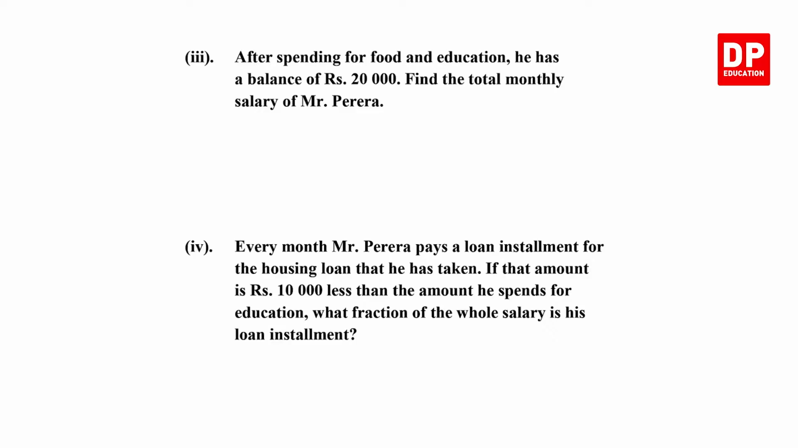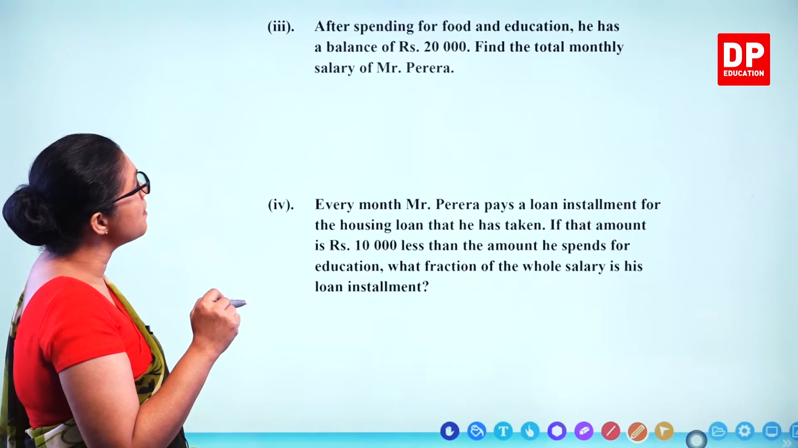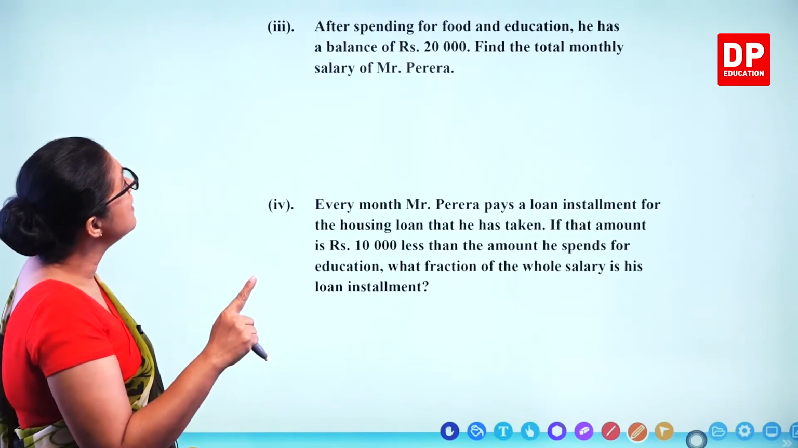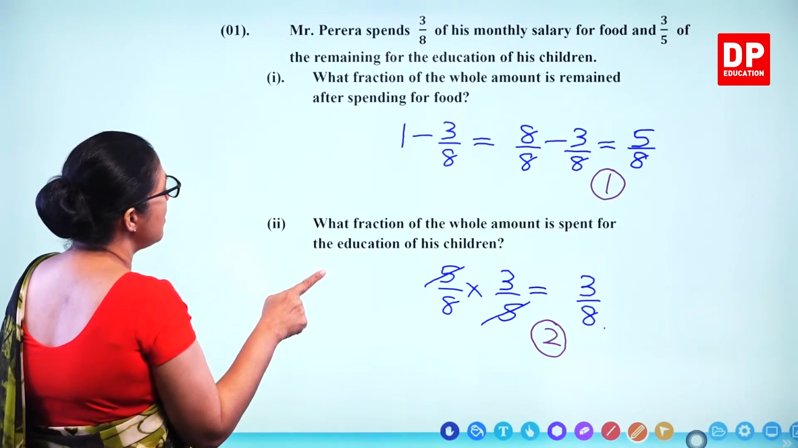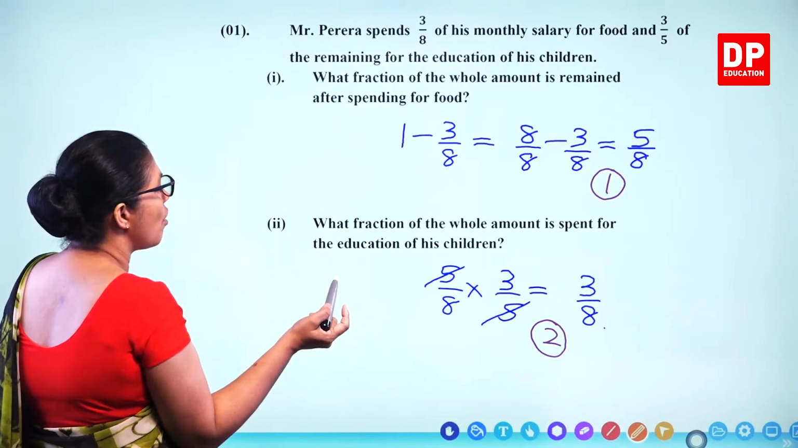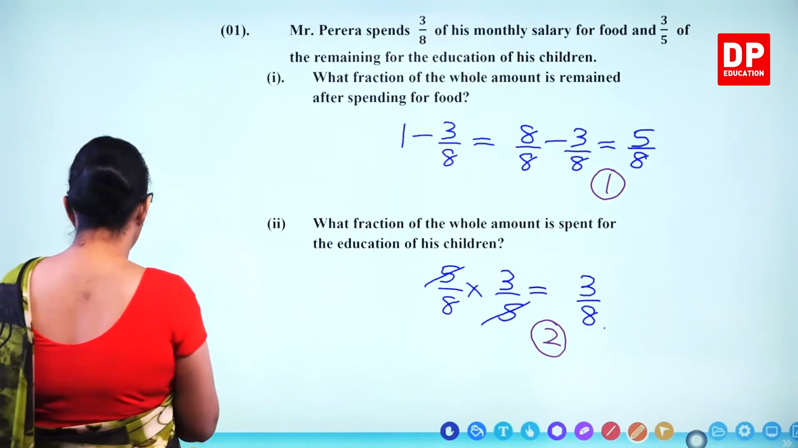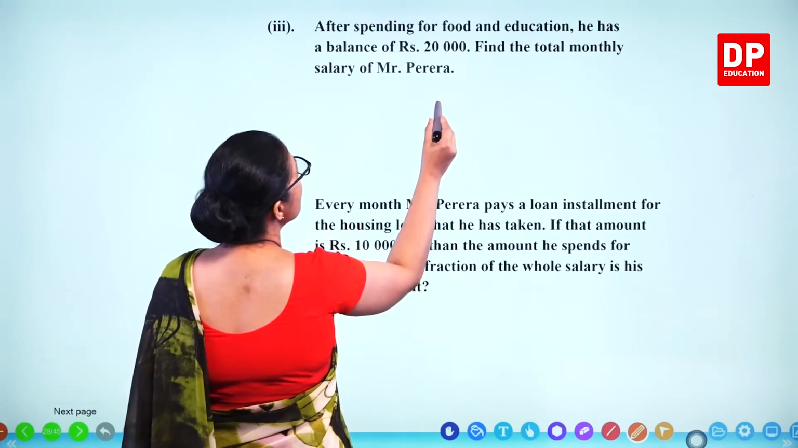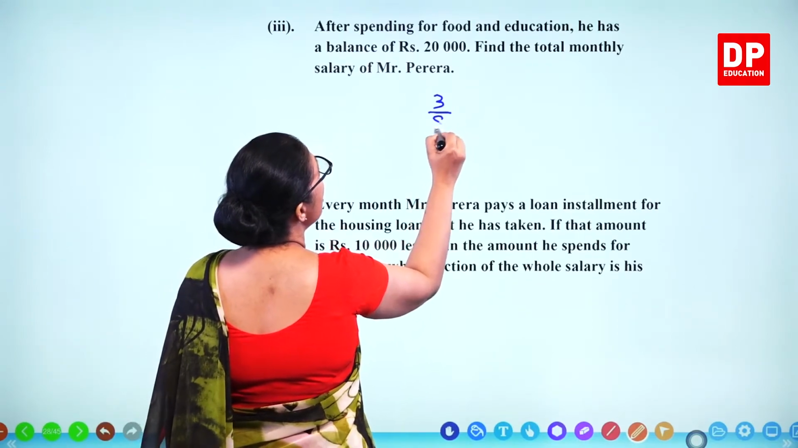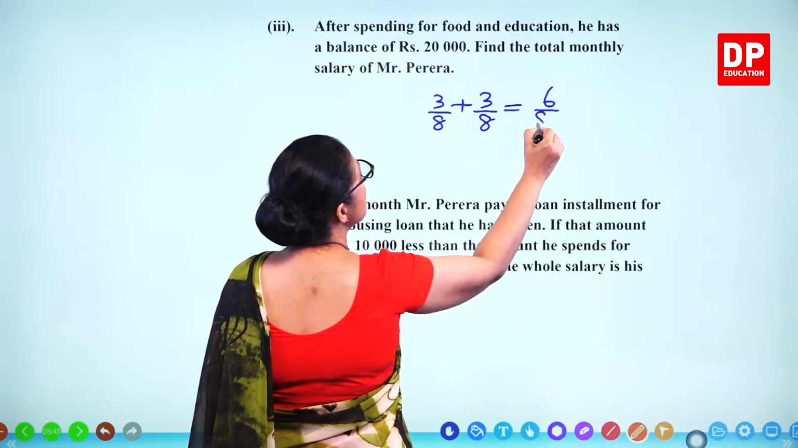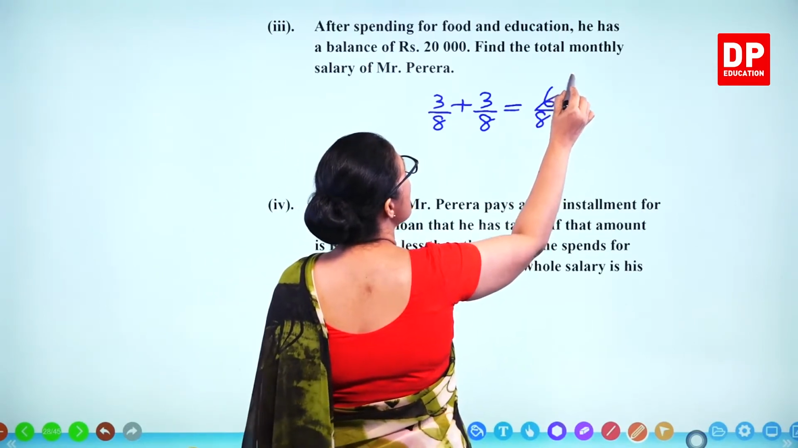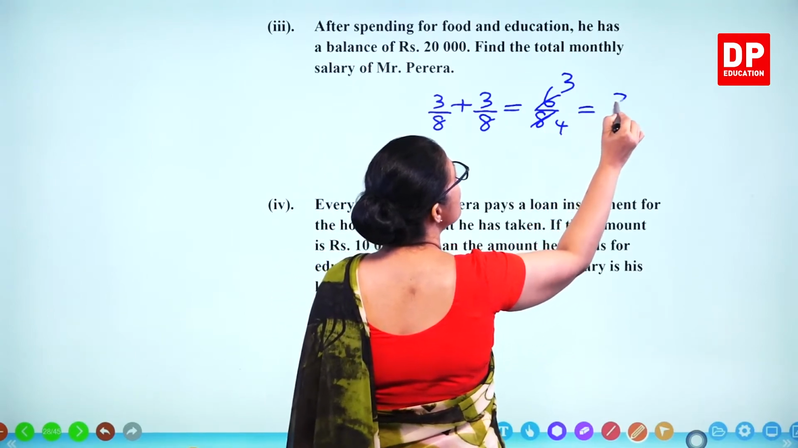Part 3. After spending for food and education, he has a balance of 20,000 rupees. Find the total monthly salary of Mr. Perera. So for food, that's 3/8. For education also 3/8. 3/8 and 3/8 you get 6/8. When you simplify, that's 2 times 3, 2 times 4, 3/4.